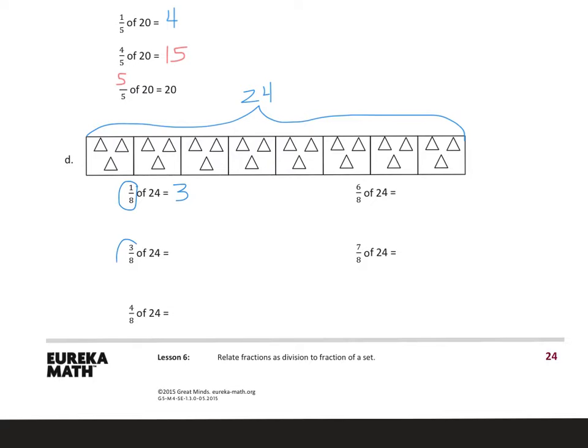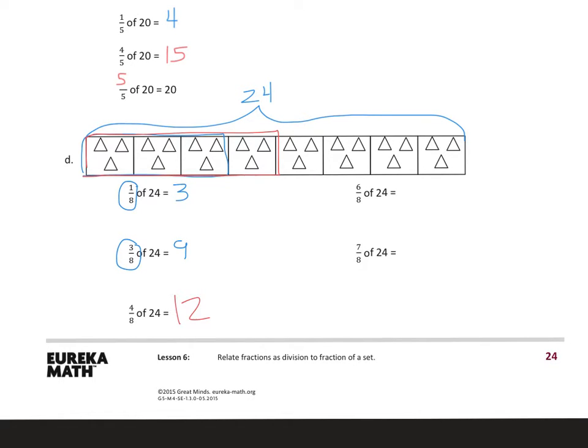How many are in 3/8? Looking at the model, we're looking at this right here. That would be 3 in the first box, 3 in the second, 3 in the third. So 3 times 3 would give us 9. And then we have 4/8. So we're looking at 4 out of the 8 boxes. We're going to add one more 3 triangles to 9, and that will give us 12.